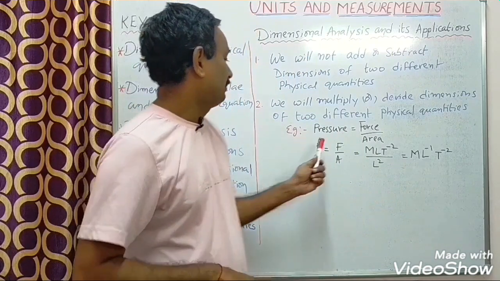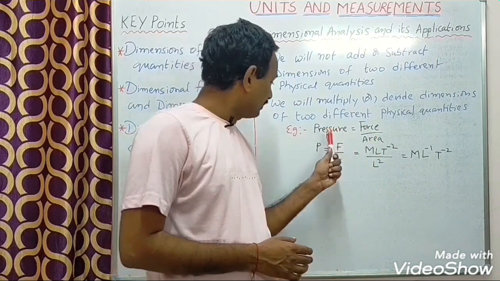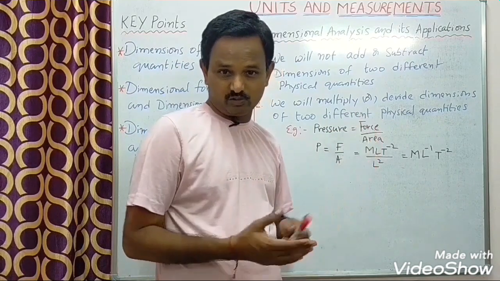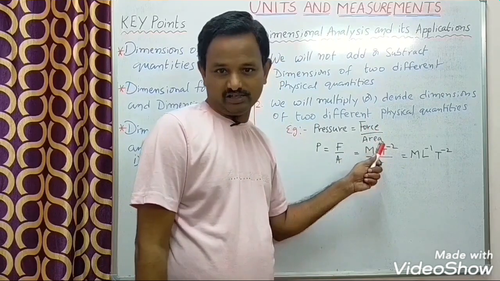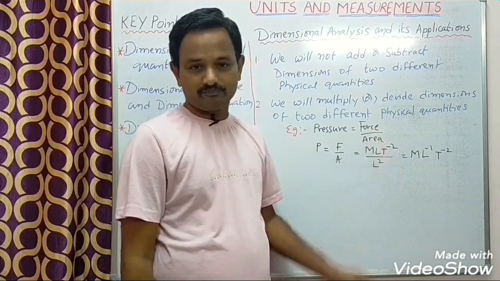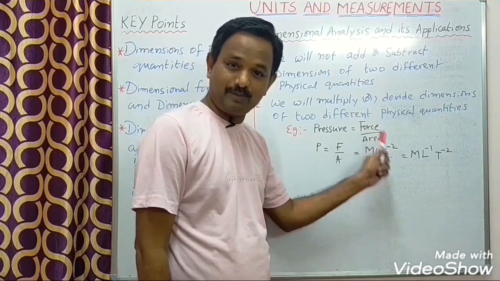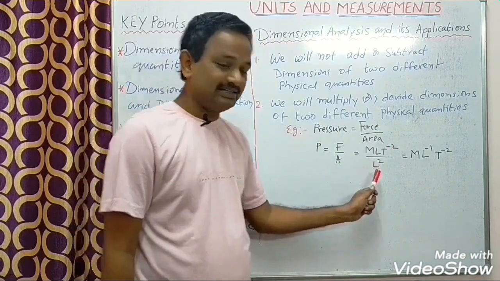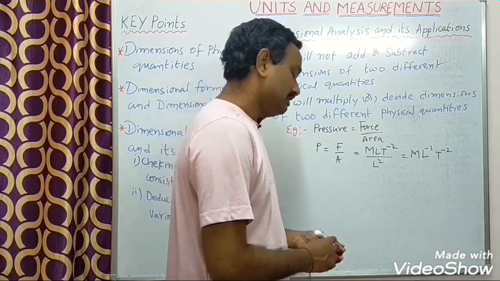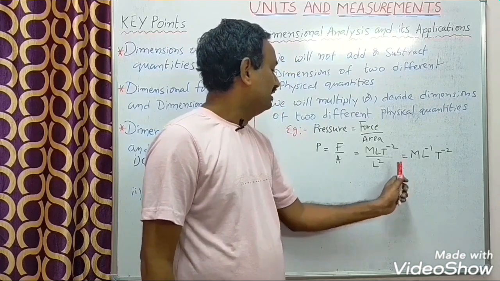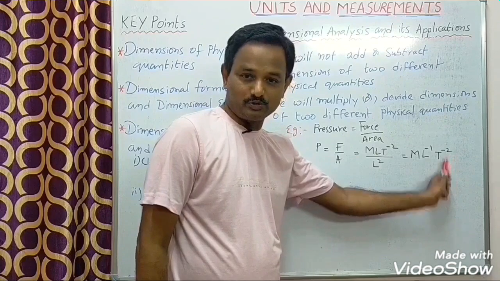Look here. For pressure, force by area. We represent pressure with two different physical quantities, that means by dividing two different physical quantities, that is force by area. For force, what is the dimensional formula? That is MLT^-2. And for area, L^2. So here L and L^2 cancel, and what will we get? We will get ML^-1T^-2.